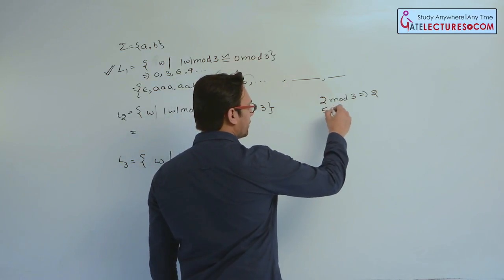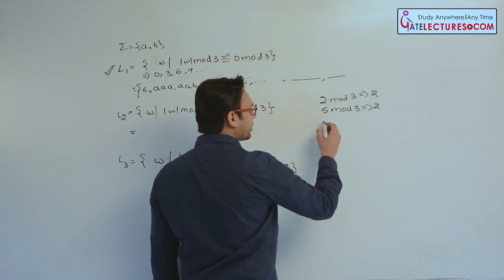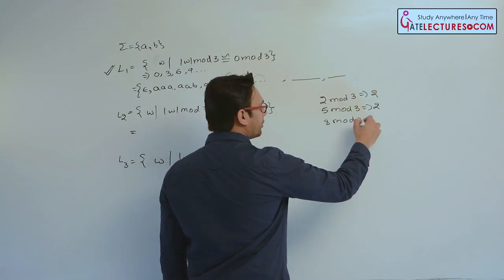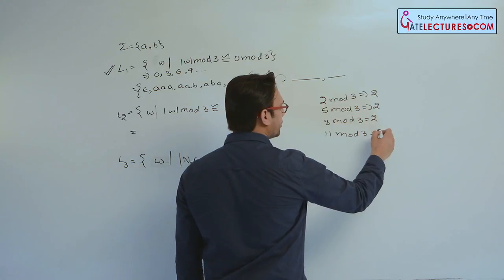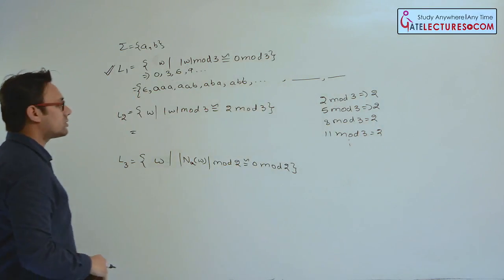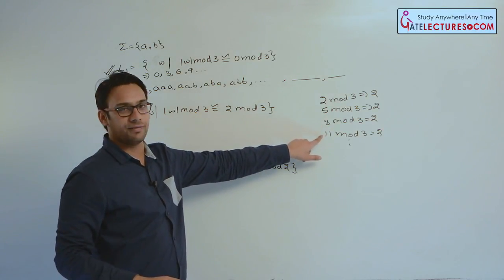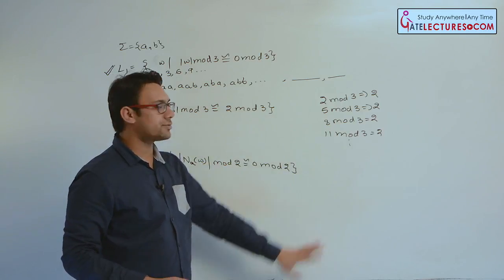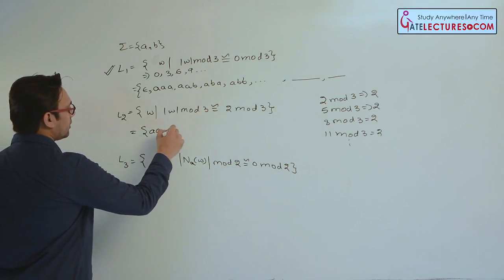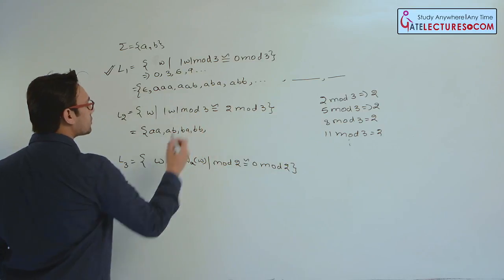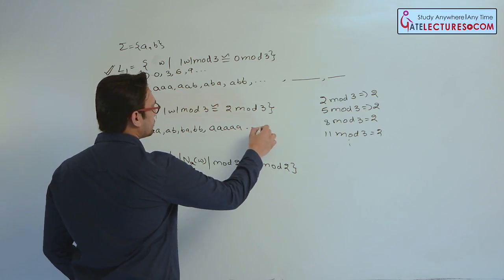If I have the length 5, if I do 5 mod 3, then we are going to get remainder 2. If we do 8 mod 3, we get the remainder 2. If we do 11 mod 3, we get remainder 2, and so on. That means the lengths of the strings contained here will be 2, 5, 8, 11, 14, and so on. So what are the strings of length 2? Strings of length 2 will be AA, AB, BA, BB. What will be the strings of length 5? Strings of length 5 will be AAAAA, and so on.